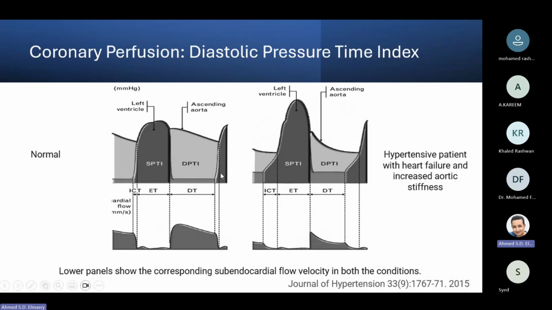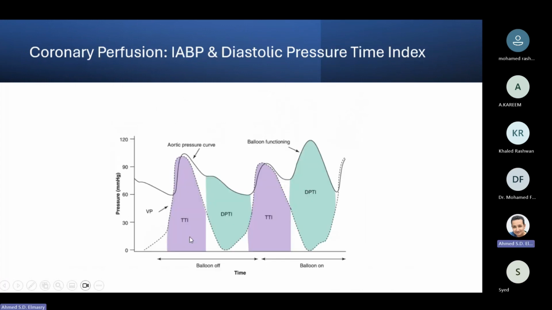And this is the concept of the intra-aortic balloon, because the intra-aortic balloon will increase the area under the curve of the diastolic pressure time index, because it will start inflation during the diastole, and it will be able to maximize the area under the curve in order to maximize the coronary blood flow. As we see here, this is a patient without intra-aortic balloon. So here, this is the tension time index, or what is called the systolic pressure time index. And this area, this is the dicrotic notch, this is the area under the diastole, the diastolic pressure time index. And this wave is assisted with the intra-aortic balloon.